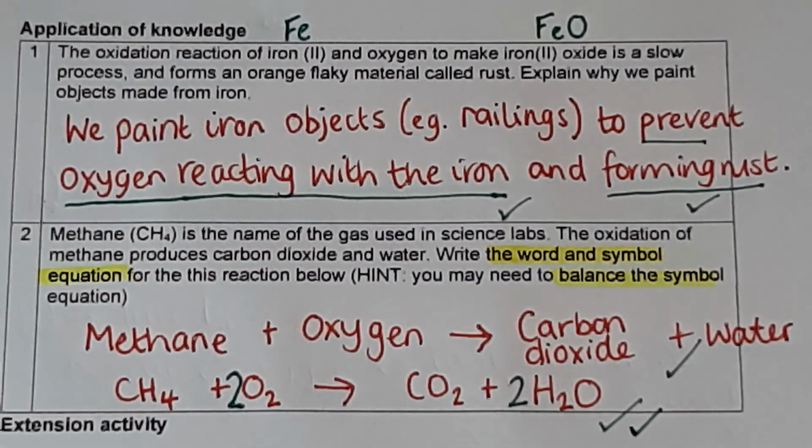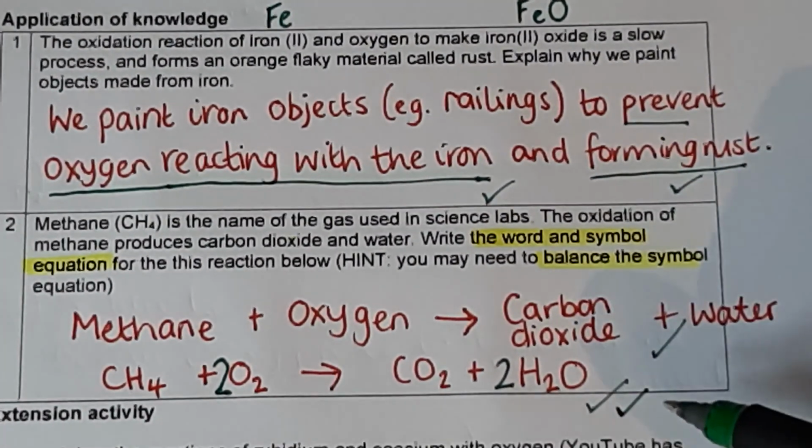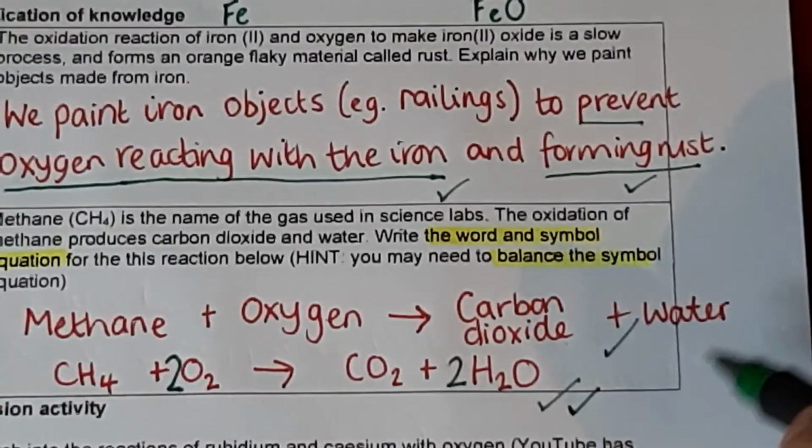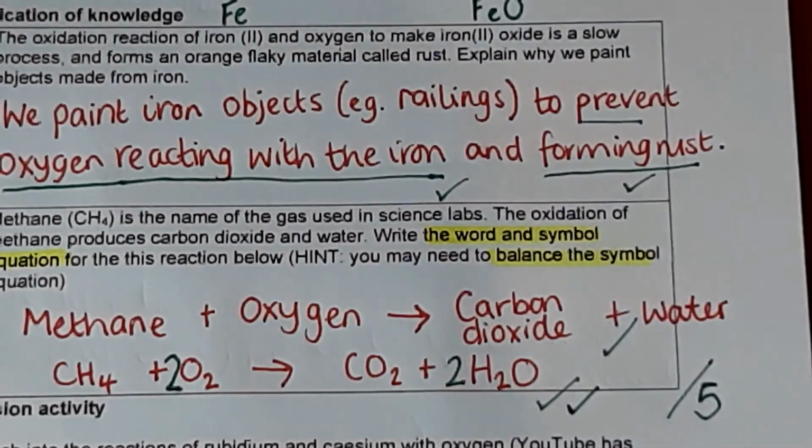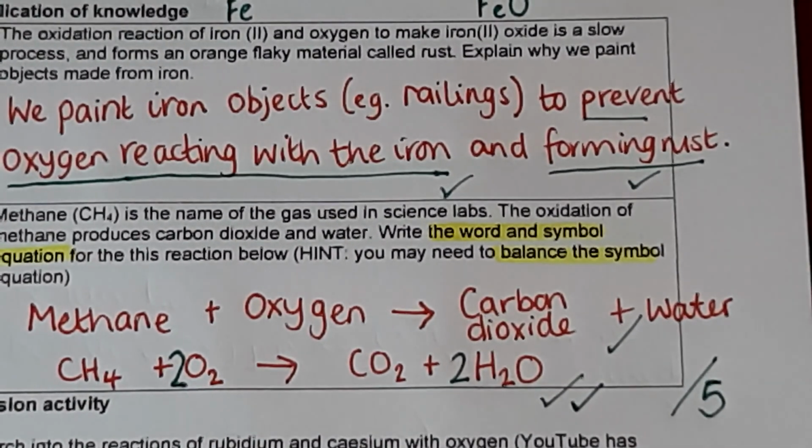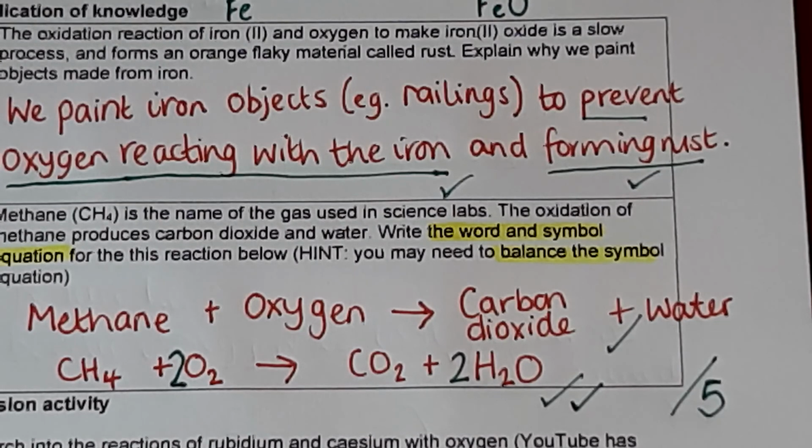So there are 5 marks here in total, 3 on the second question, 2 on the first, so give yourself a mark out of 5. If you are a foundation tier student, I would hope that you had got 3 out of 5. If you're a higher tier student, then really you should have got 5 out of 5 on this.